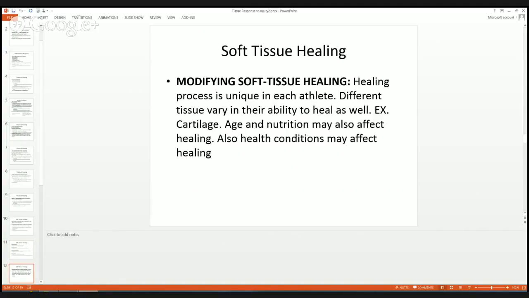So soft tissue healing. You're not liking this. You guys are like, mum's the word, huh? It is a lot.